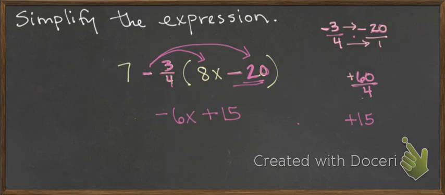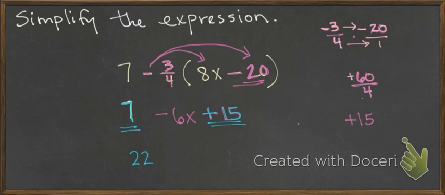And then after you've distributed, make sure you pull down anything else. So that 7 just stays at 7. Now that we've gotten rid of our parentheses, we can combine like terms if we have any. Are there any like terms? Remember, like terms can be just constants, like this 7 and 15, this positive 7 and this positive 15. I can combine those. They're like terms. And I get positive 22.